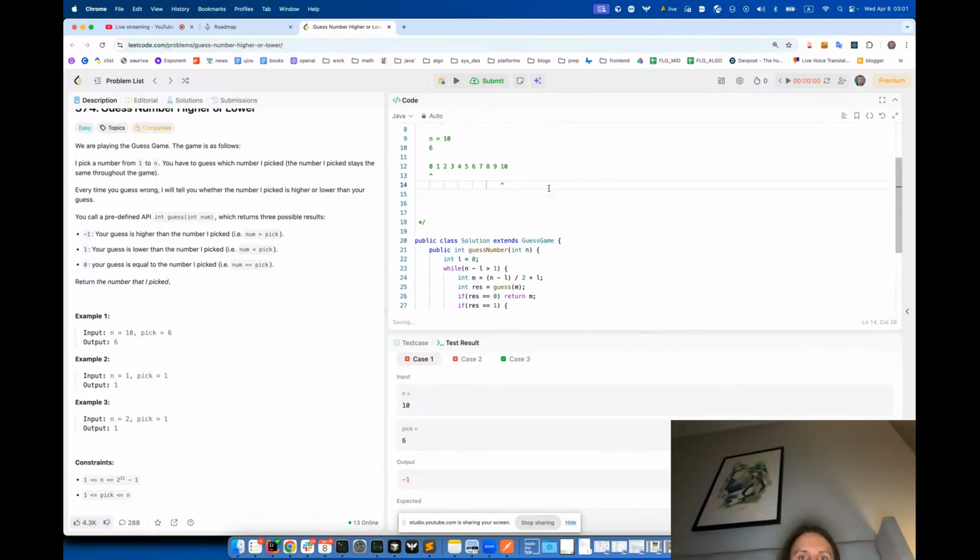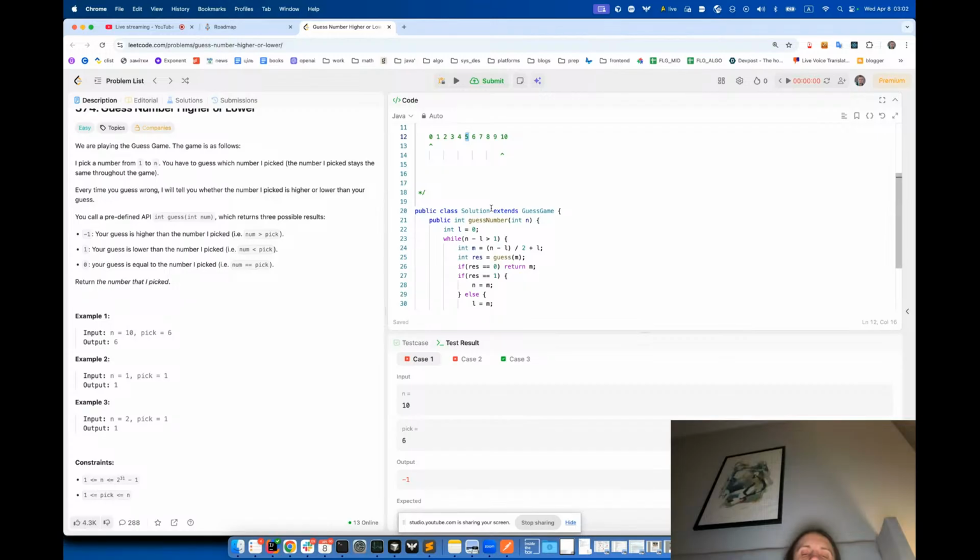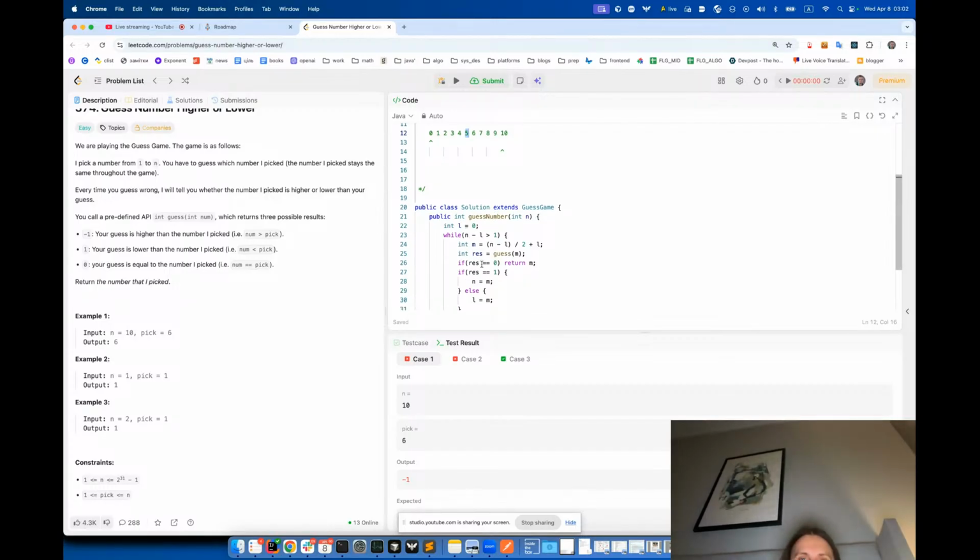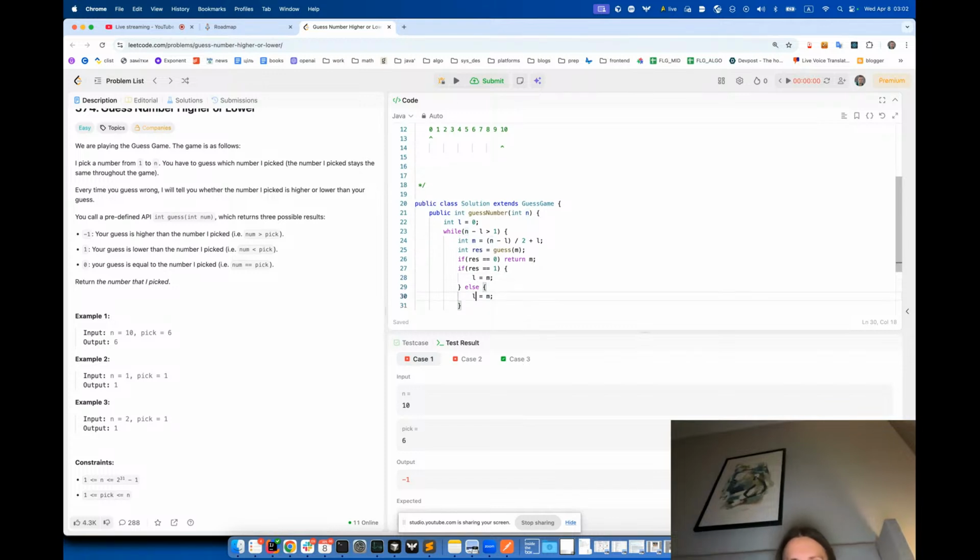So what does it mean? It means that first I actually check the middle. So the middle, in my case, it should be 5. So I check 5, right? And 5 is not equal to 1. And the result for 5 is 0, because for 5 your guess is higher. I think it should be vice versa, L to M.